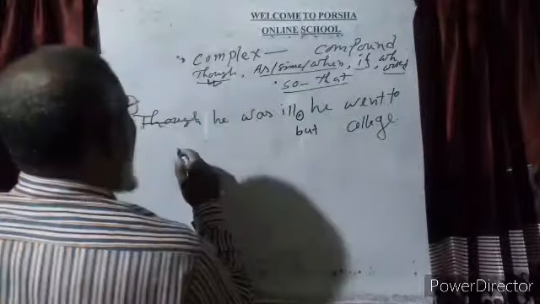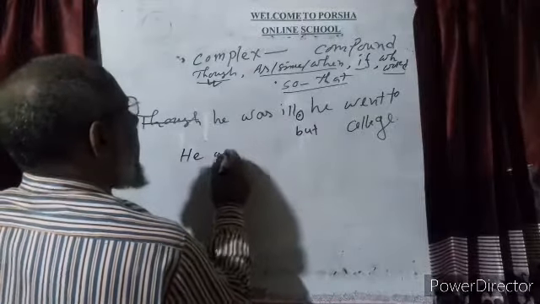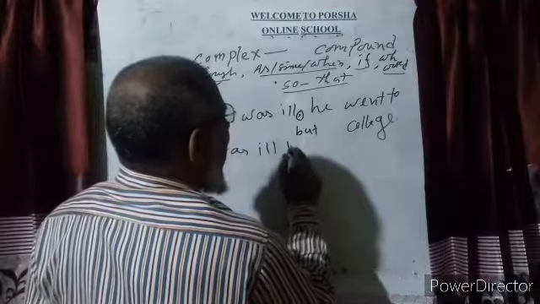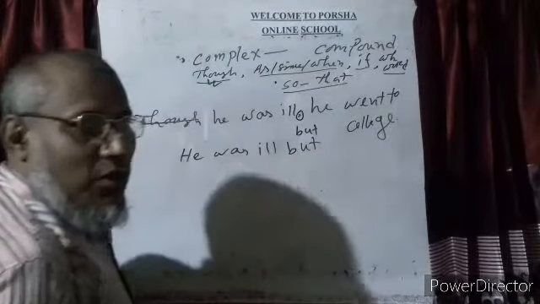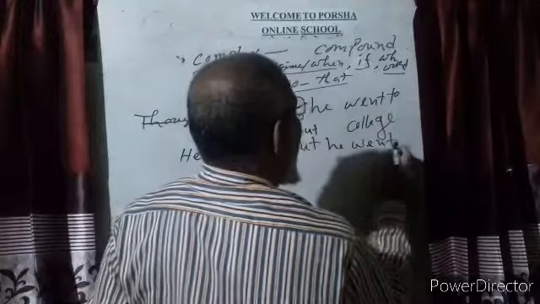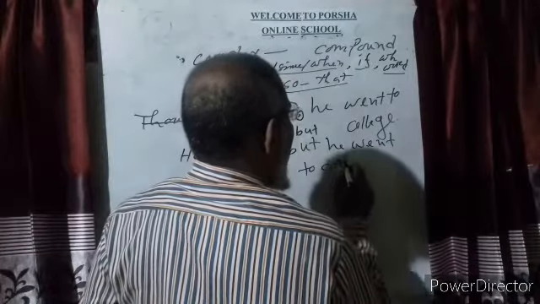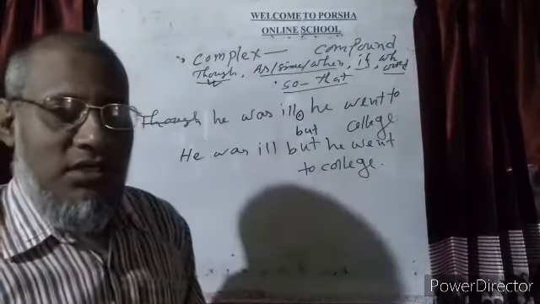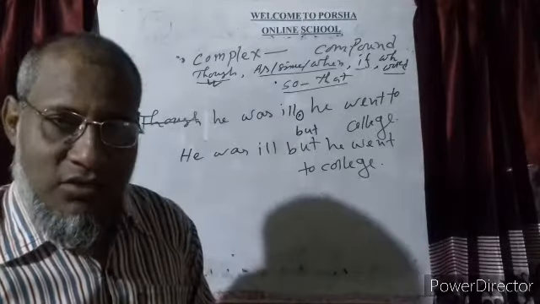Then what will be the answer? He was ill. In lieu of comma, we will use here the symbol of compound sentence, but. Then he went to college. It will be okay, and this is the right answer of this sentence. Though he was ill, he went to college. He was ill, but he went to college. It will be okay, there is no problem.